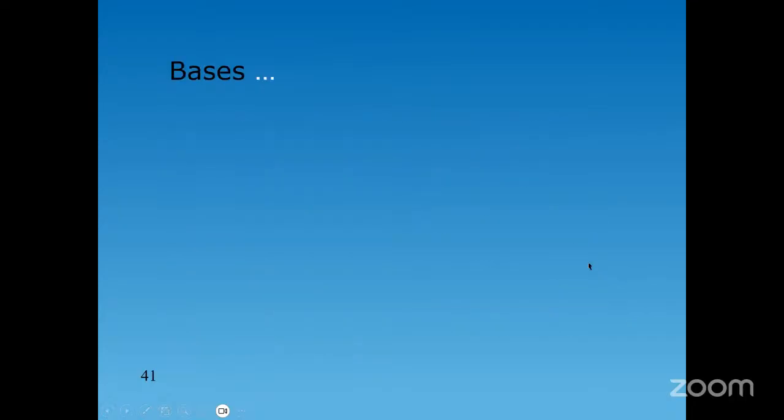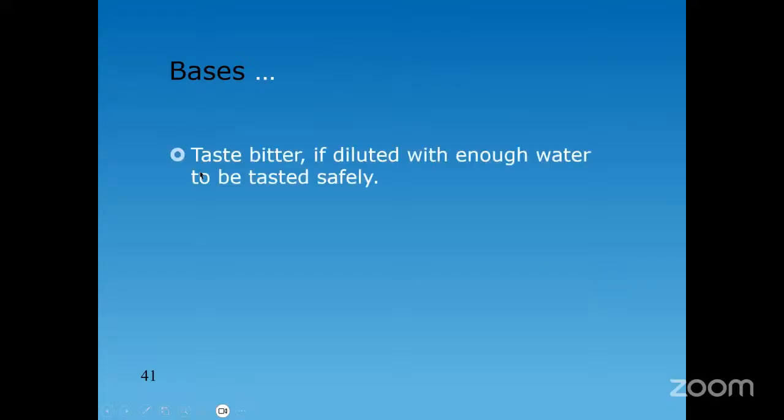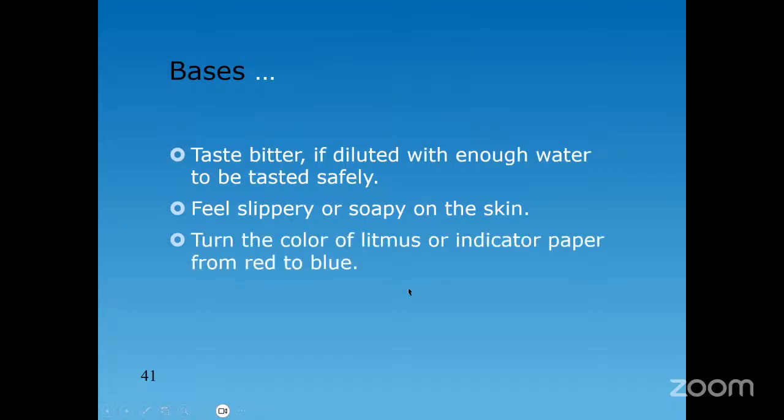As far as bases are concerned, they taste bitter. Again, please do not taste anything in the lab to find out if this is true. They feel slippery or soapy on the skin. The reason why this happens is because bases in an aqueous solution produce hydroxide ions, and hydroxide ions will react with certain compounds secreted by your skin to form, believe it or not, soap. So the reason it feels slippery is for that reason, all right?